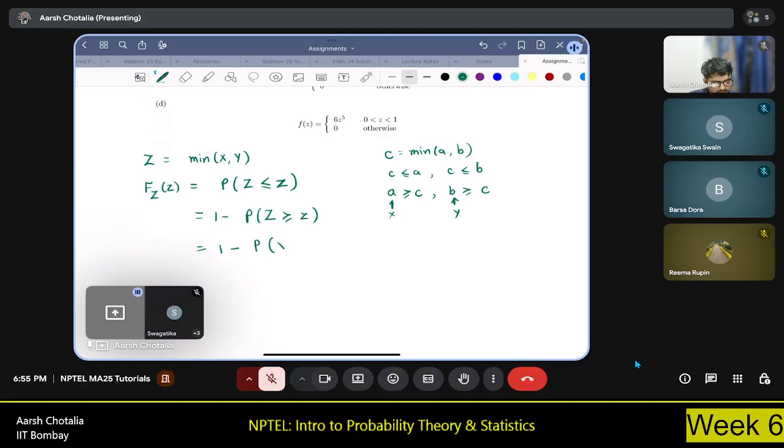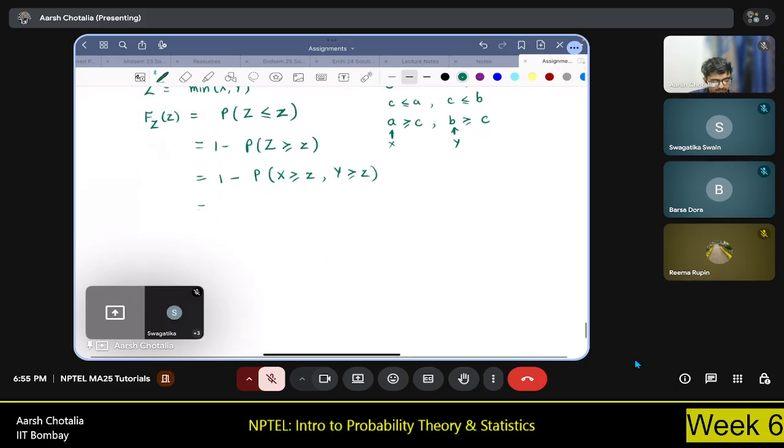This means the probability that X is also greater than or equal to Z, and Y is also greater than or equal to Z. And this I can break down because they are independent, into the probability that X is greater than or equal to Z times the probability that Y is greater than or equal to Z. And I know that both of them would be equal because they are IID. So I just have to find this quantity.